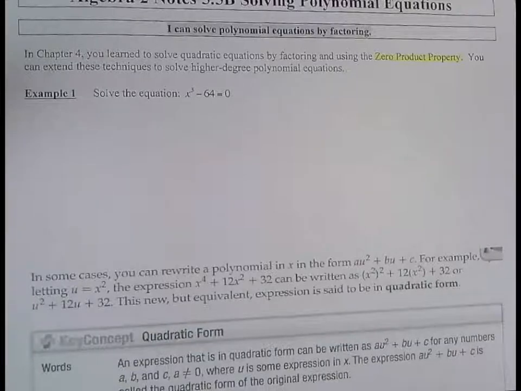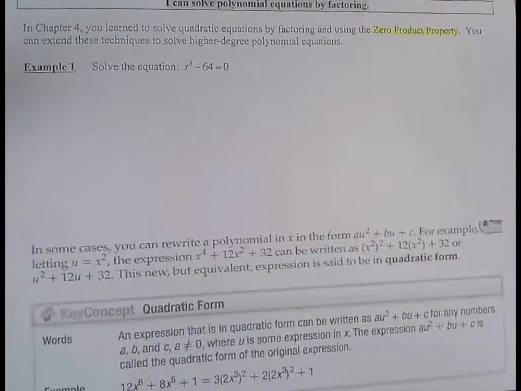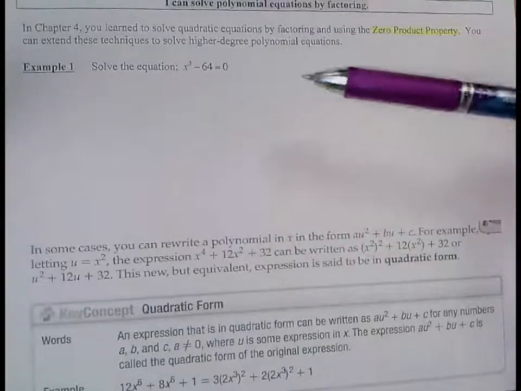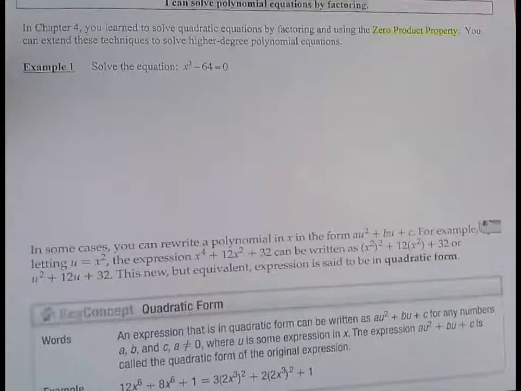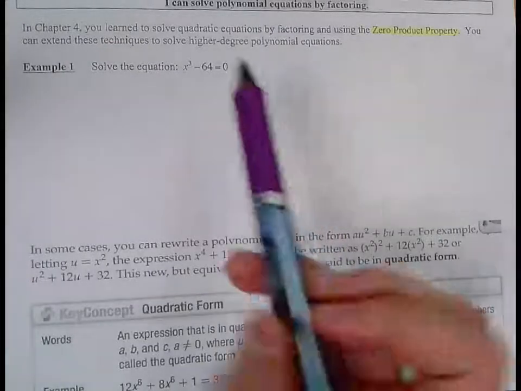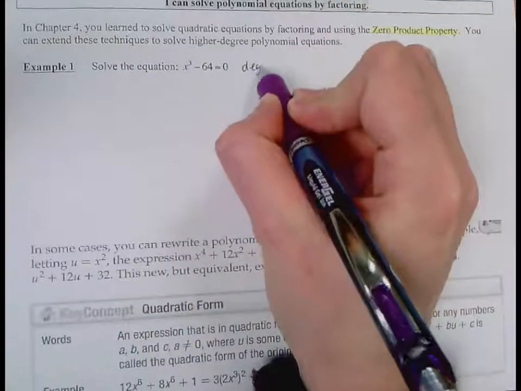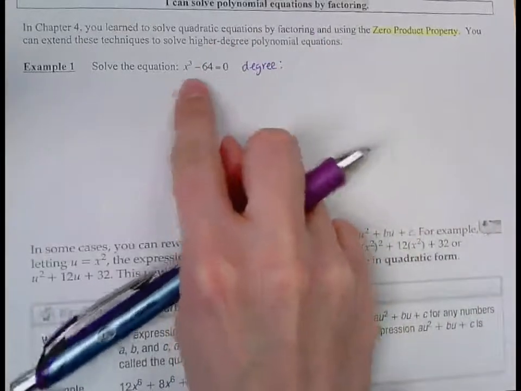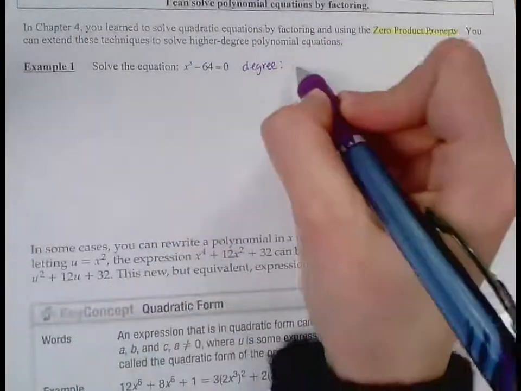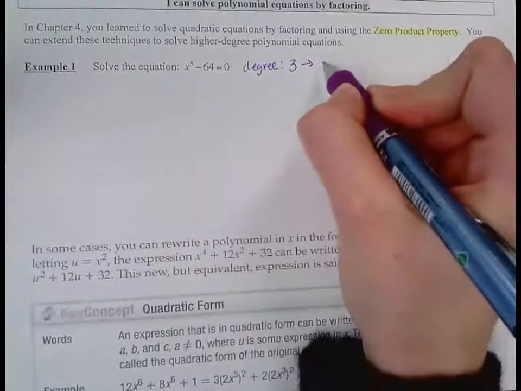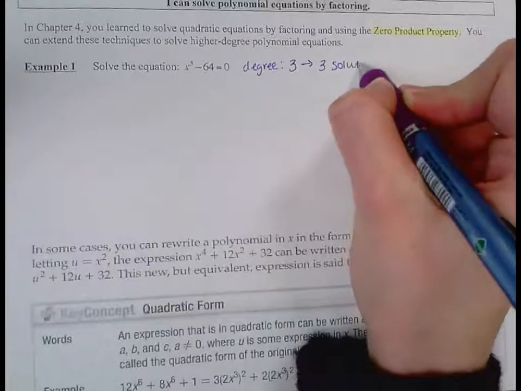If we look at example 1, solving this equation, x cubed minus 64 equals 0. Again, one side's already equal to 0. Now the reason why you need to use factoring to solve this isn't formally talked about in this section. I'm going to preview it with you right now because it'll help you for today as well. When you have a polynomial equation, what is the degree of this polynomial? So this is kind of review. The degree is 3, the highest exponent. What that means is that this equation has 3 solutions.